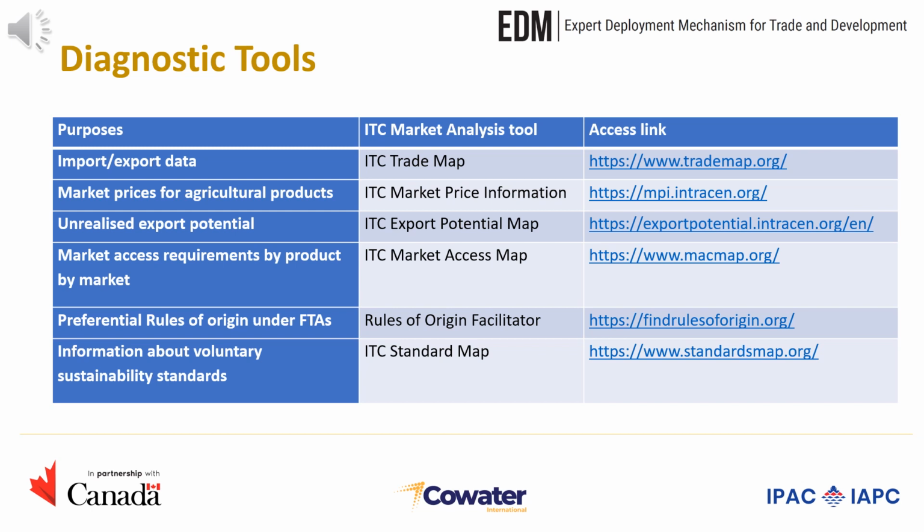For this module, we will focus on the 4 tools: ITC Trade Map, ITC Export Potential Map, ITC Market Access Map, and Rules of Origin Facilitator. Other tools will be introduced in a complementary video after this one. Take a moment to look at the different tools and their purpose before moving on to the next slide.